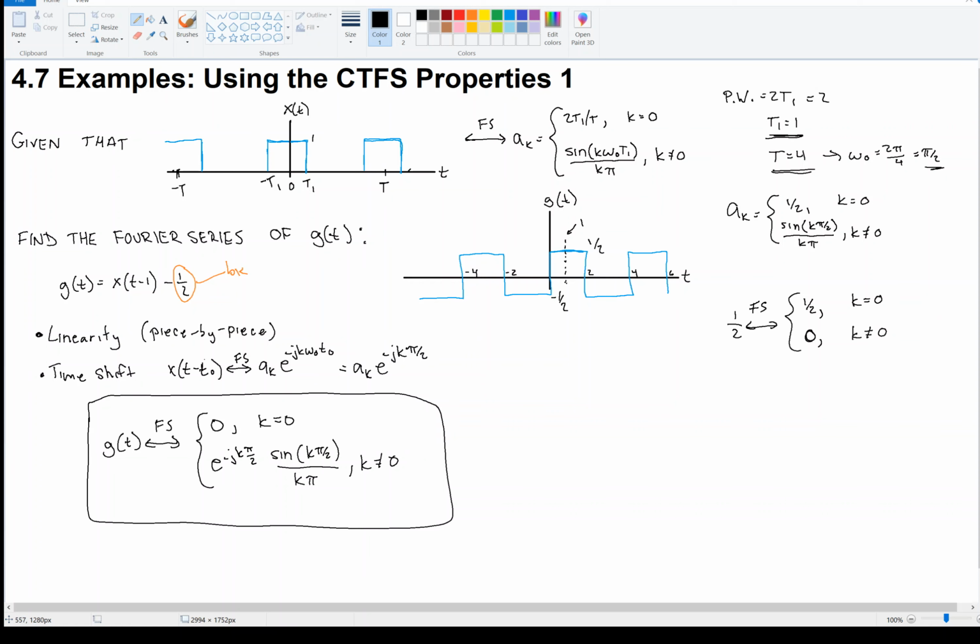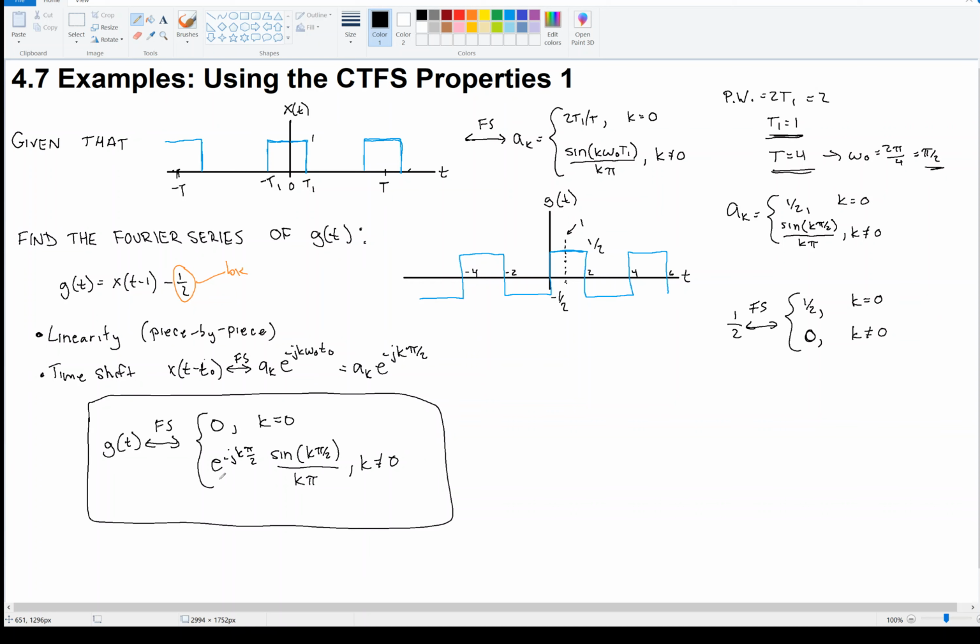But let's continue on. First of all, we're saying that A0 has a value of 0. That means the average value should be 0. So let's look at our wave g of t. Is its average value 0? Well, yeah. Half the time it's at 1/2, the other half the time it's at minus 1/2. So yes, it has a 0 average value. That corresponds to A0. That looks good.